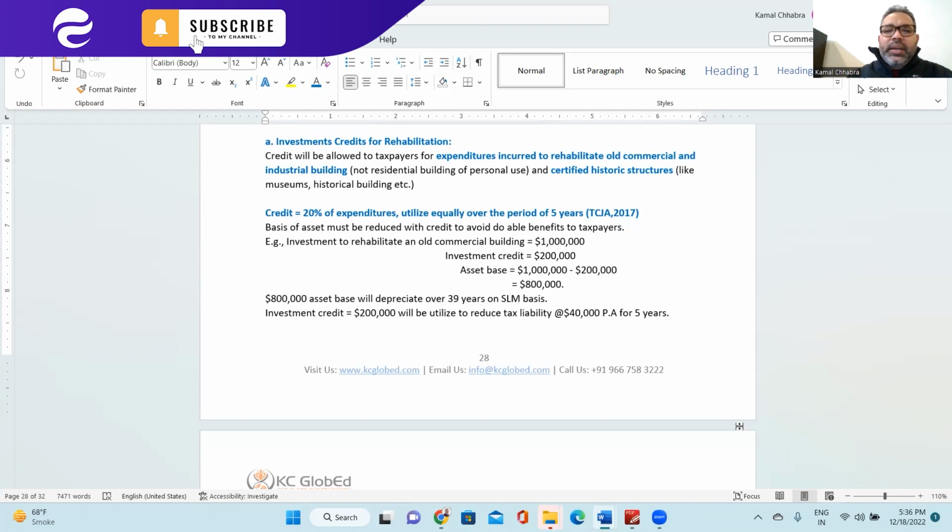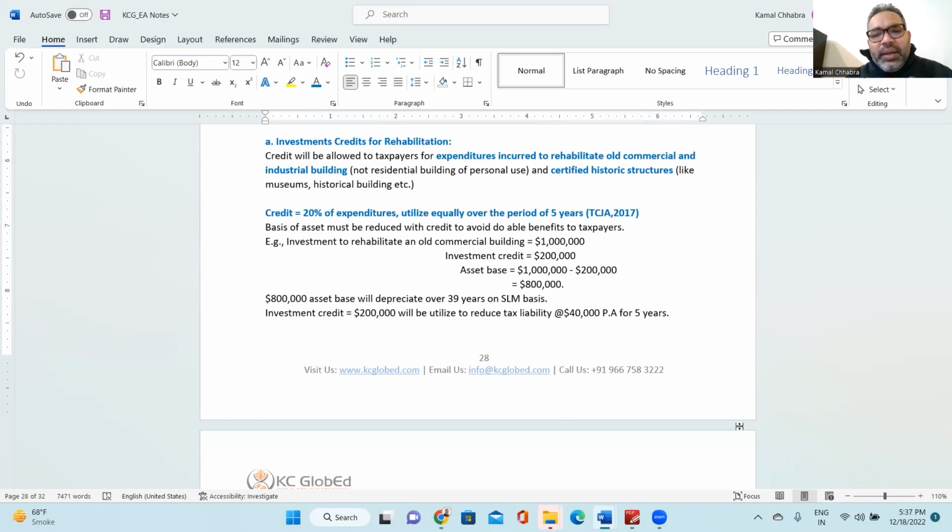The first one is investment credit for rehabilitation. This credit is allowed to the taxpayer for making an expenditure to rehabilitate an old commercial building into a new building, or an industrial building into a new building, or a certified historical structure like a museum or historical building. So if you make any expenditure for the rehabilitation of an old commercial or industrial building, or any capital expenditure on a historical structure, then you are eligible for the investment credit for rehabilitation.